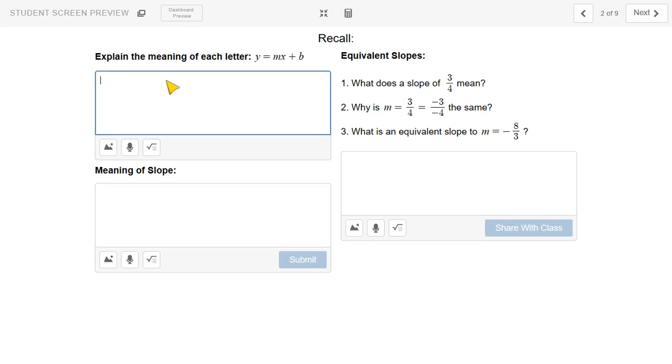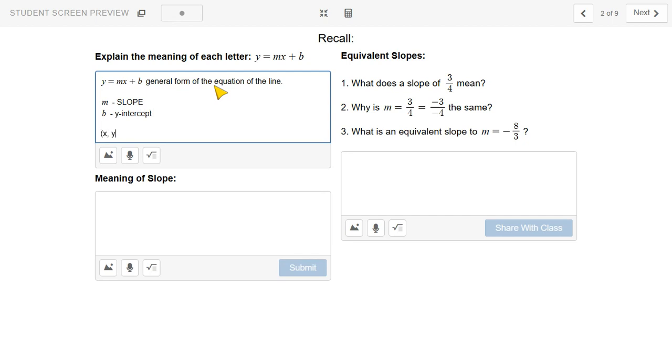Quick recall. y = mx + b. This is the name of the equation of the line. And each one of these letters means something special. m represents our slope. b is the y-intercept, so where it passes the y-axis. And x and y are actually coordinates.